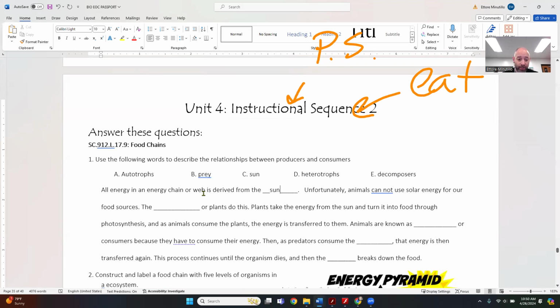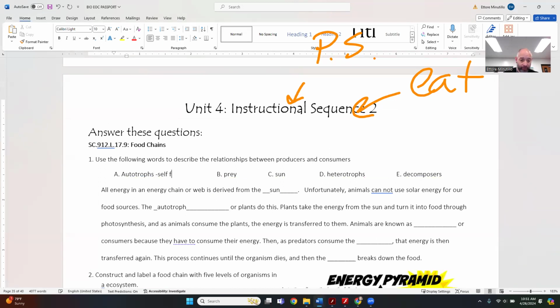Unfortunately, animals cannot use solar energy for our food sources. The blank or plants do this. This word is autotroph. Something to keep in mind: autotroph literally means self-food. Troph or trophic level refers to where you fit into a food chain. Auto means self. They're going to be the ones producing food on their own. It's another word for producer.